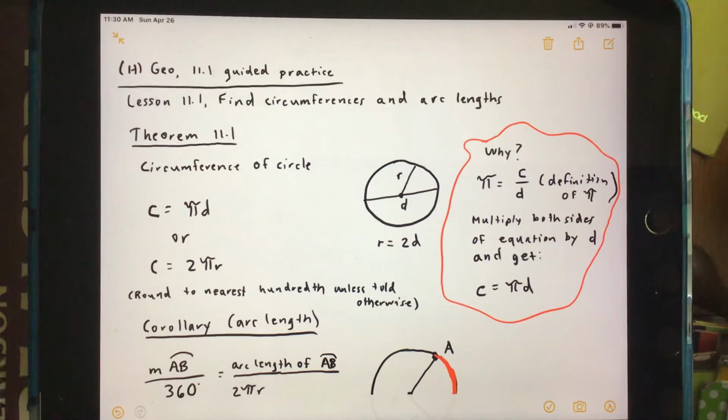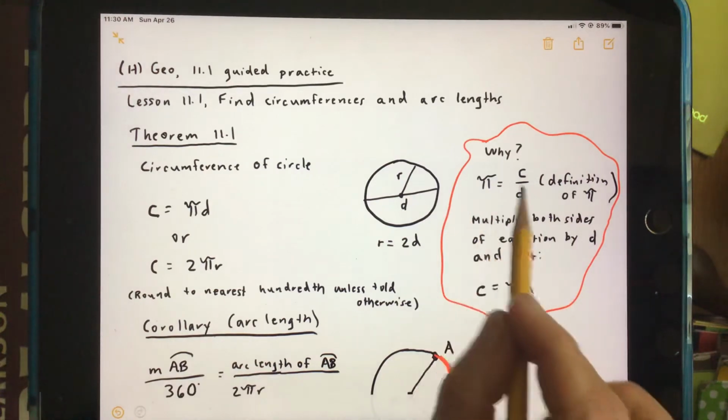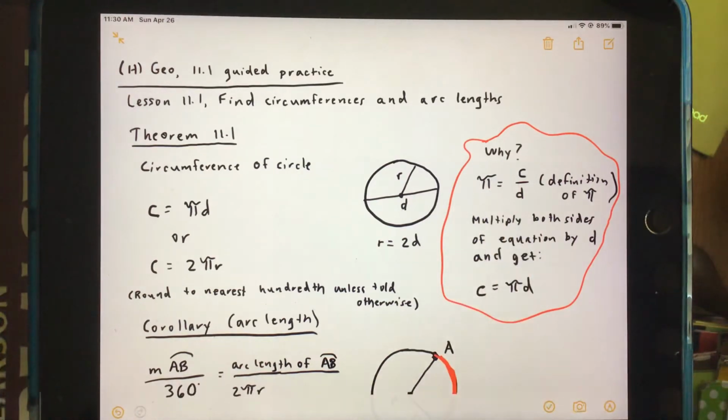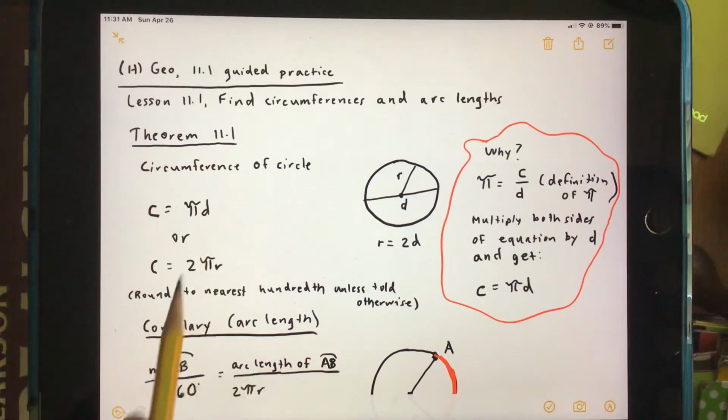So where does this formula come from? Well, here it is. It's a very simple idea to get from the definition of pi, which is the ratio of the circumference of a circle to its diameter, and that's a constant value, approximately 3.14 or pi. If we multiply both sides of this equation, which is the definition of pi, by d, we get the circumference of a circle formula, c equals pi d. And then to go from c equals pi d to 2 pi r, we replace the diameter, d, with 2 times r. There's our 2 times r, and the pi remains.